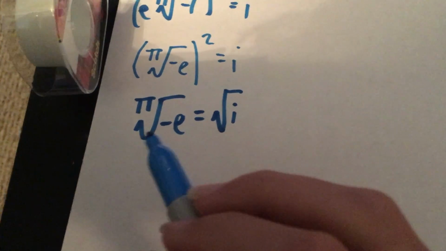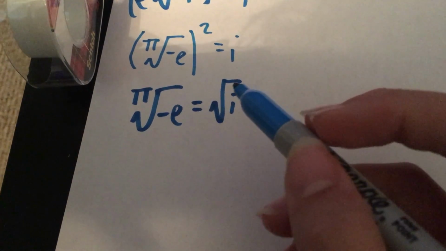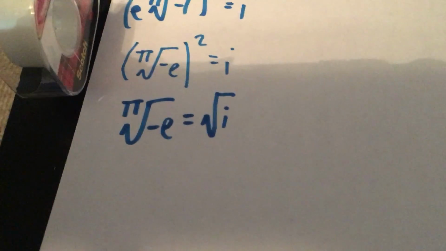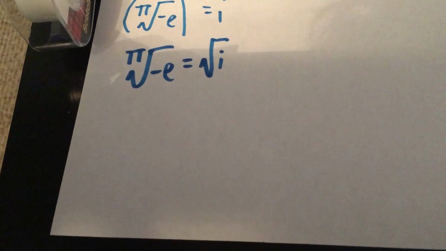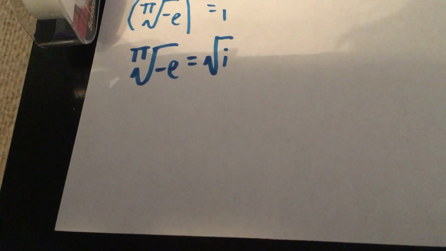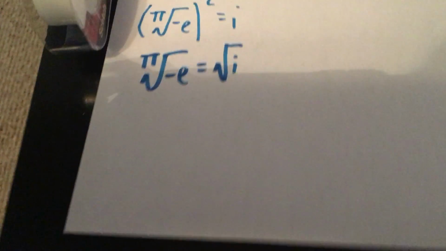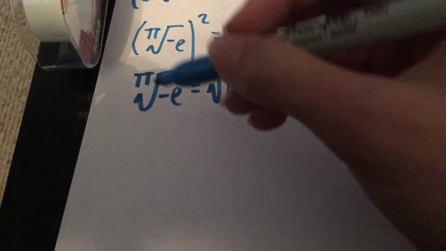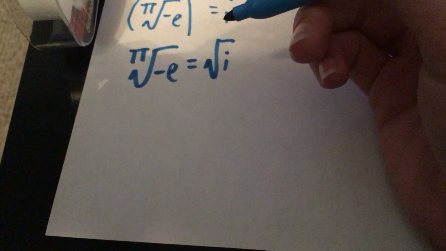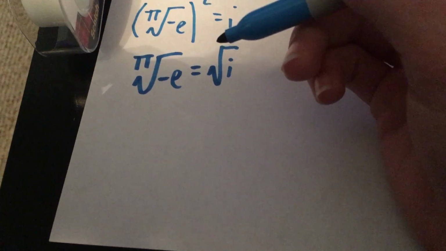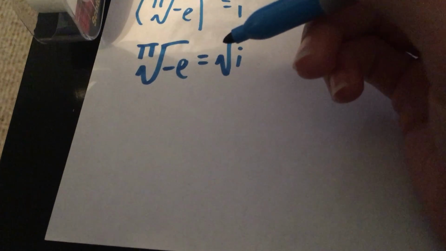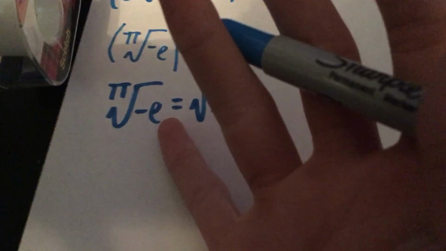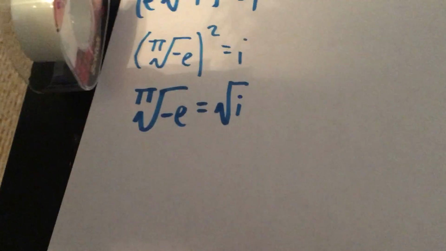Now, usually in algebra, you could just cancel those two out, but that dumb pi's there, so we can't do that. Wait, how would you even find the pi-th root of e? That's where I'm lost.